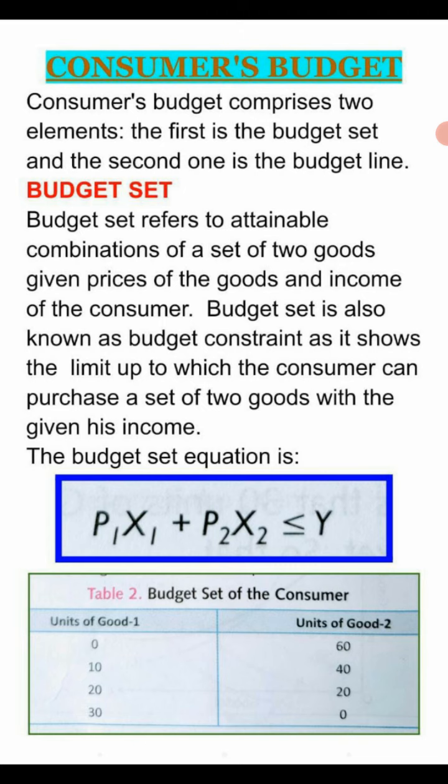Now, the budget set is also known as the budget constraint. Why? Because it shows the limit up to which the consumer can purchase. It shows the limit of the consumer. That is why it is also known as the budget constraint.